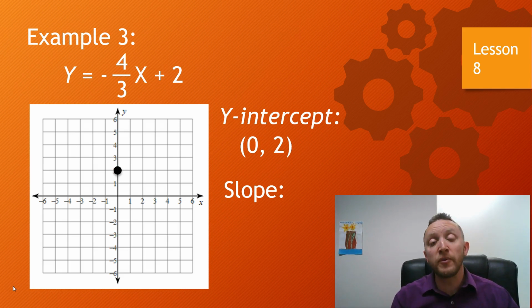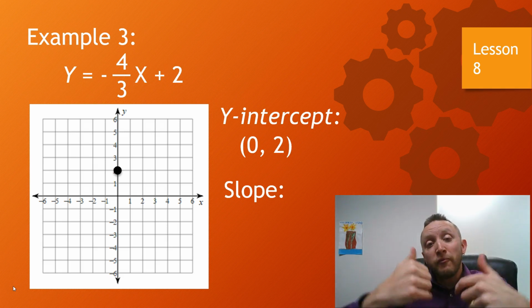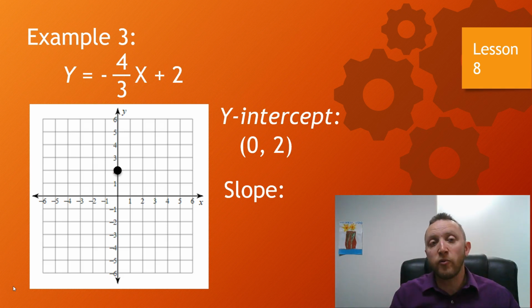So remember what we know about slope. If the slope is positive, it's going to increase from left to right. If it's negative, it's going to decrease from left to right. So that's what's going to happen here. Instead of going up 4 units, we're going to go down 4 units.